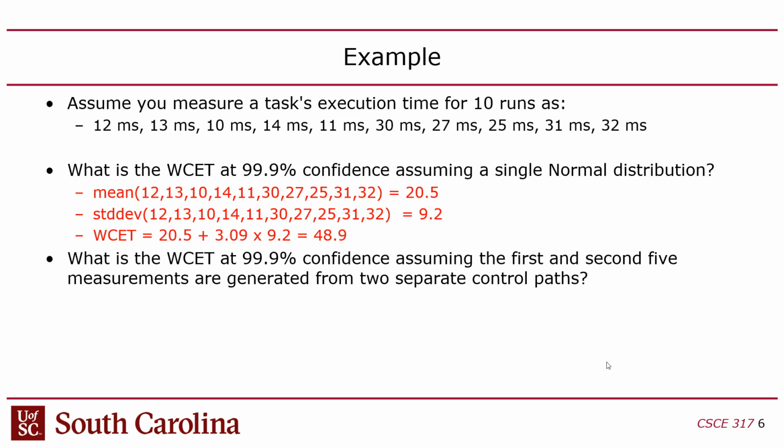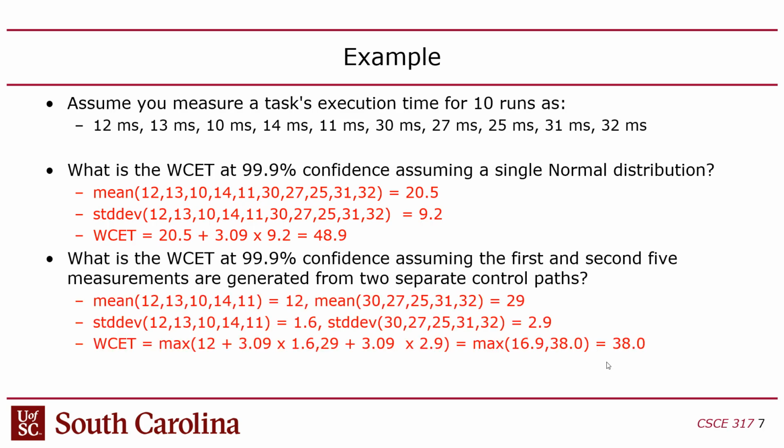Now, the other thing, though, is you might notice that some of these measurements seem to belong to one class. Like you've got 12, 13, 10, 14, 11, and then you've got this other group that's 30, 27, 25, 31, 32. So if you look at the data, you see that maybe this thing is running in two modes, right? Depending on what data it gets, it may take one branch or another, right? And if you know how the software works, and you know that for sure, then you can group this into two modes, right?